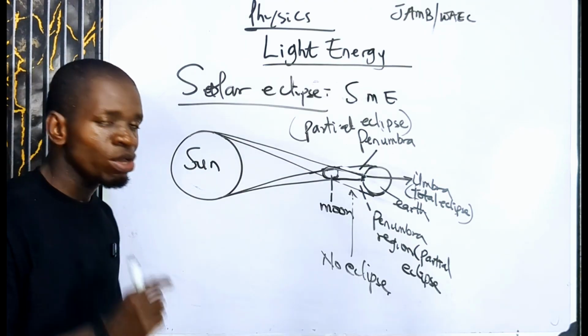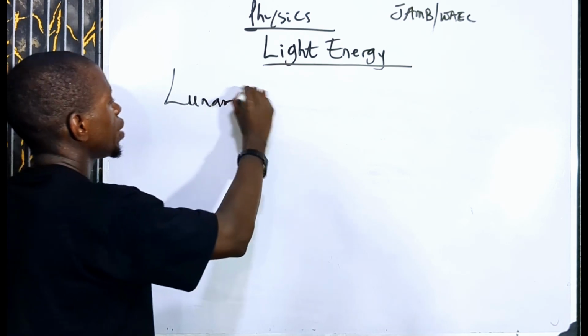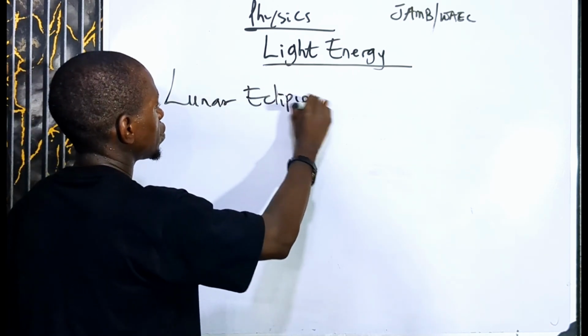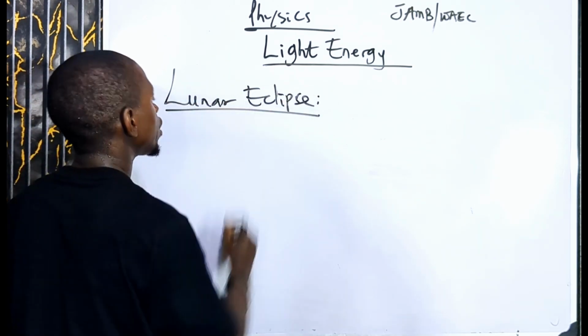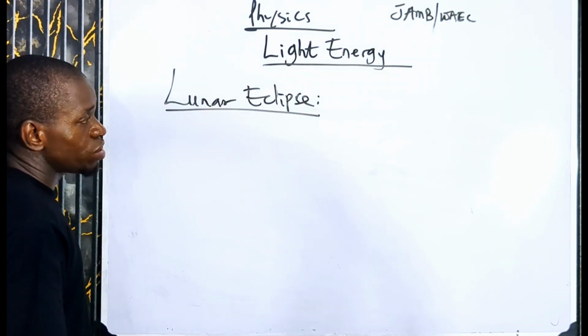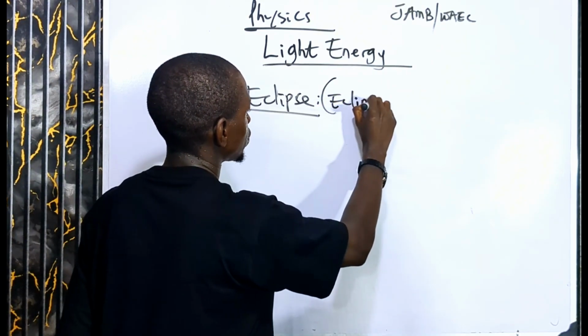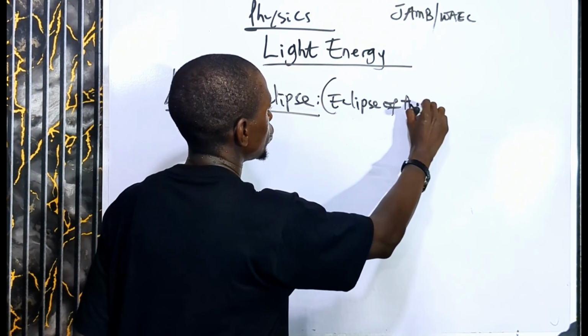All right, now since we've done your solar eclipse, the next eclipse we're going to talk about is what you call your lunar eclipse. Under your lunar eclipse, what do you have? This is also called the eclipse of the moon.